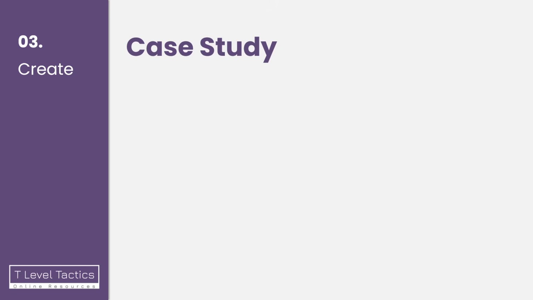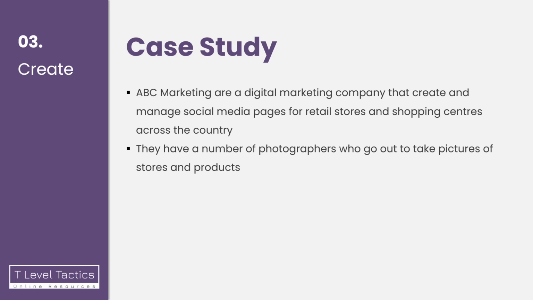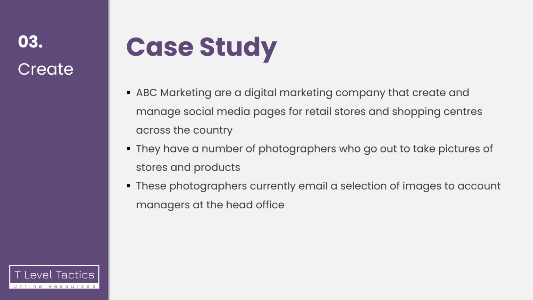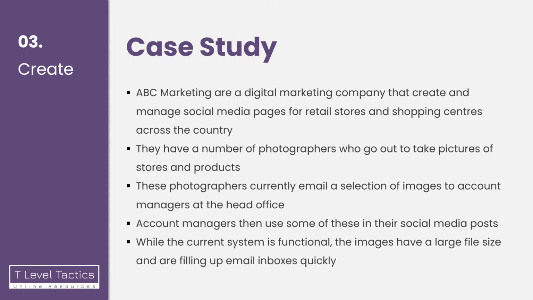Here's our scenario. ABC Marketing are a digital marketing company that create and manage social media pages for retail stores and shopping centres across the country. They've got a number of photographers who go out to take pictures of stores and products, and these photographers then email a selection of images to account managers at the head office. The account managers then use some of these images to create social media posts to promote the businesses. Now, while the current system is functional, these images have quite a large file size and are filling up email inboxes quickly.